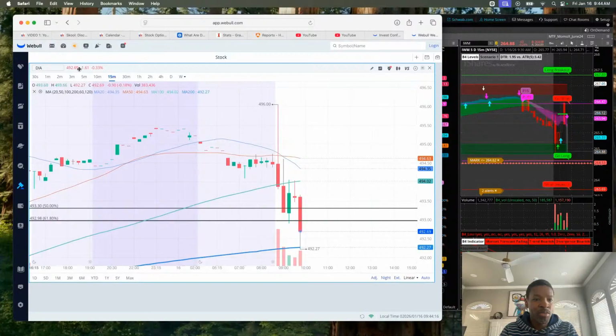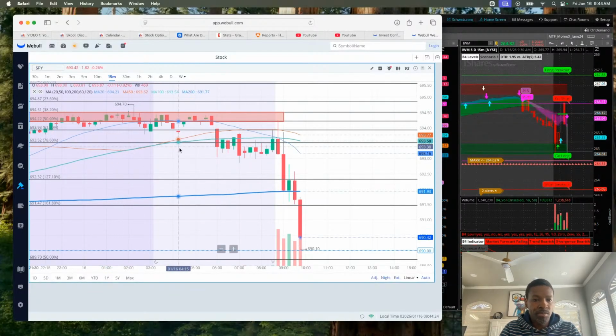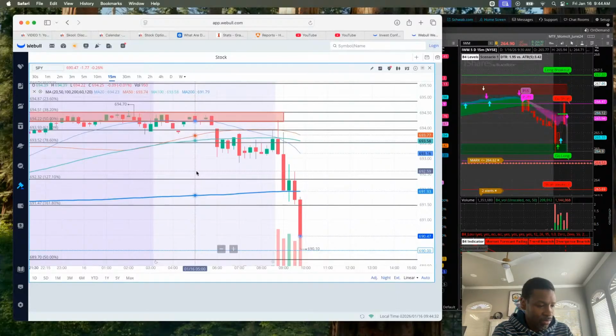We came down and tapped that moving average. That is the 200-day moving average on the 15-minute time frame for DIA. SPY, yep, we came down and tapped it on SPY, but then rejected it. It's beautiful. So that is what happened today.